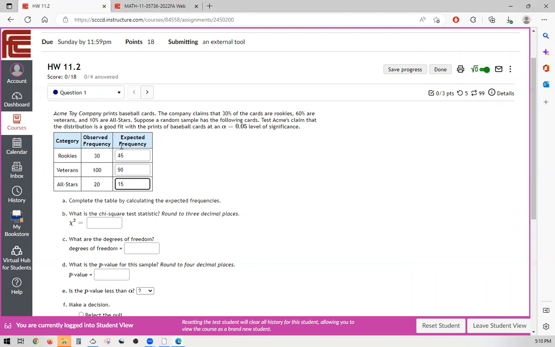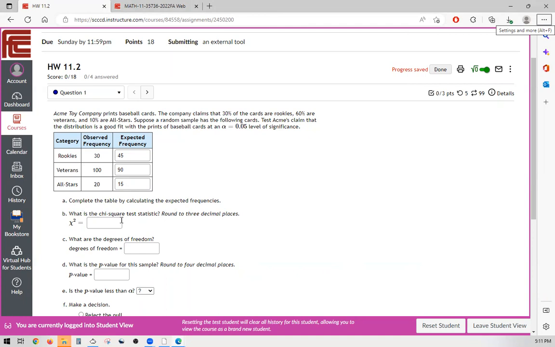These are what we observe, and these are the expected frequencies according to the company. We want to see if there's a goodness of fit, if the observed fits what we expect. Obviously here they're not the same. However, is it significantly different? That's what we're trying to figure out. So question B says, what is the chi-square test statistic? What are the degrees of freedom? What is the p-value? And then you compare the p-value to alpha.